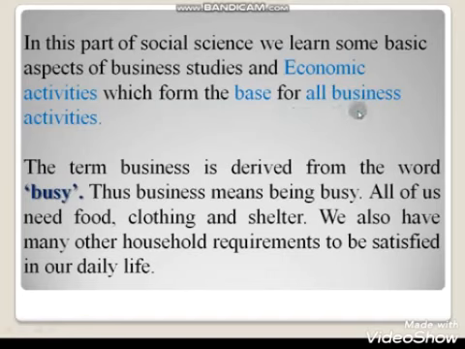Which is the base for business activities? Economic activities. You can see here I have emphasized these words with a blue color font. Why? Because you have to understand what is economic activity. Unless you understand that, you can't understand the chapter. That I'm going to teach you further.